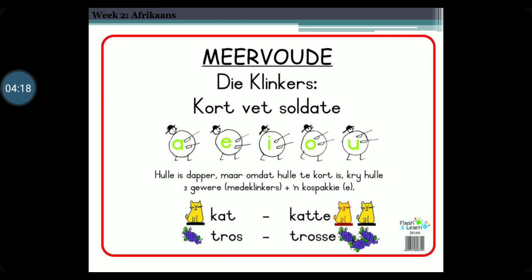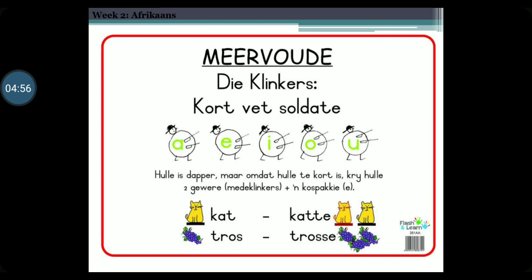Then we have looked at this before, so this is not in your book, this is just on the screen. We have pasted this in before in our old journals, so just try and remember. Okay, meervoude, which is plurals. Die klinkers kort vet soldate, hulle is dapper, maar omdat hulle te kort is, kry hulle 2 gewere. Okay, so basically what this means is when it's short vowels, so for example, a, e, o, i, the last letter of the word doubles and you add an E. That's how you would make it plural.